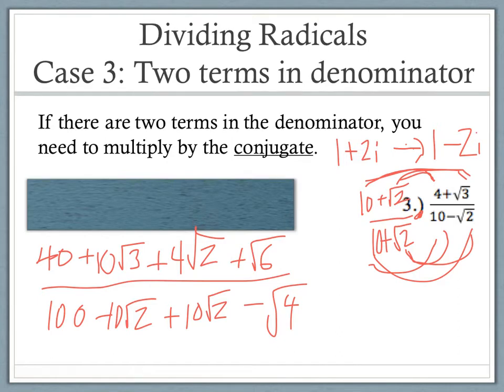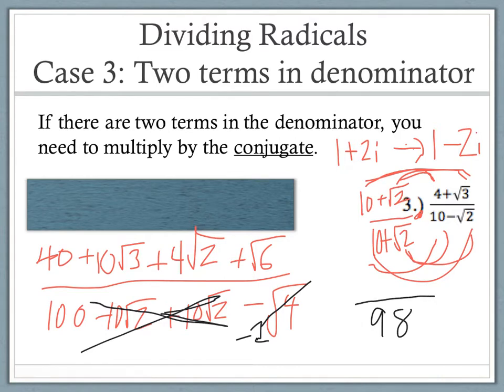But let's look at our bottom. If we look at our bottom, we have 100, and then we have negative 10 square root 2 plus 10 square root 2. So negative 10 square root 2 plus 10 square root 2 would just add up to 0. So those kind of cancel each other off. The next thing that I notice is I have a minus square root of 4. Well, we know square root of 4 is just 2, so this is just going to be minus 2. Okay. So now I can combine like terms. So 100 minus 2 is just 98. So I'm going to have 98 at the bottom of my denominator.